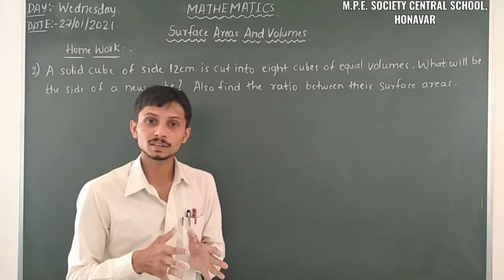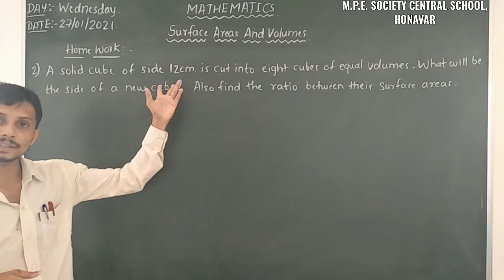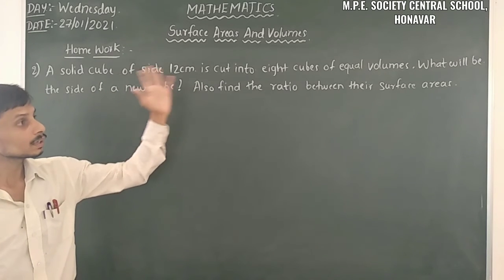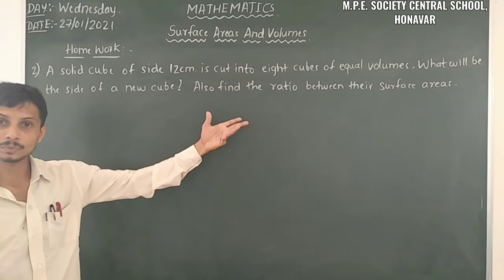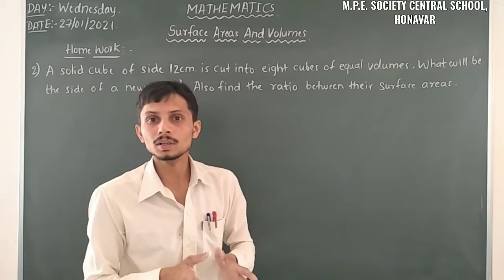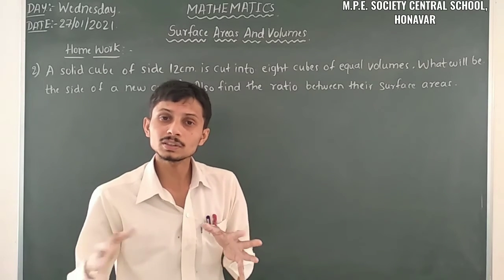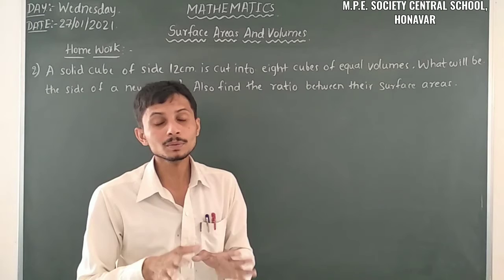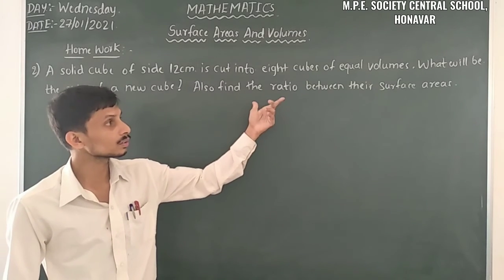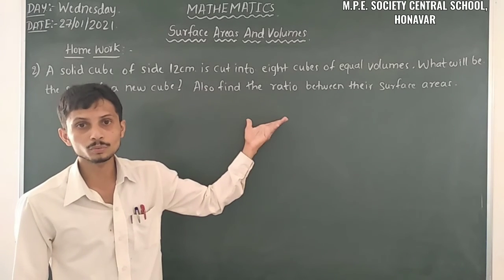Before that, we have the volume of the solid cube. Using the edge we can find out the volume of the solid cube. But here it is split into 8 equal volumes, which means whatever volume we have initially, the same is for the total 8 cubes. But the thing is, it splits into 8 equal parts, but the total volume remains as it is. So using the original volume, we can find out the side of each new cube.